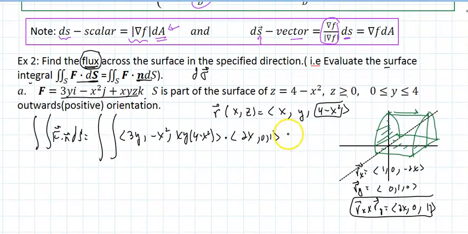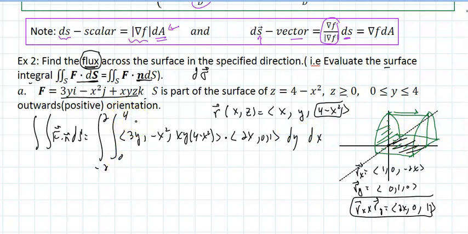dA. Alright, well, how does it work? dA is going to be what? If I look from the top down, what do I see? I see x running from negative 2 to positive 2, and y running from 0 to 4.